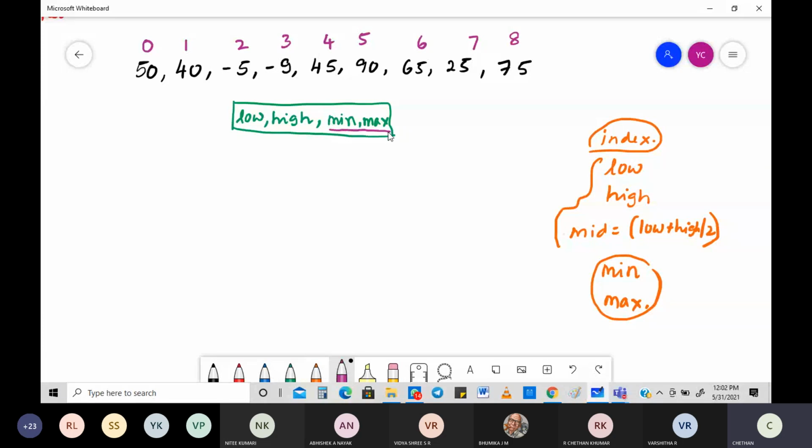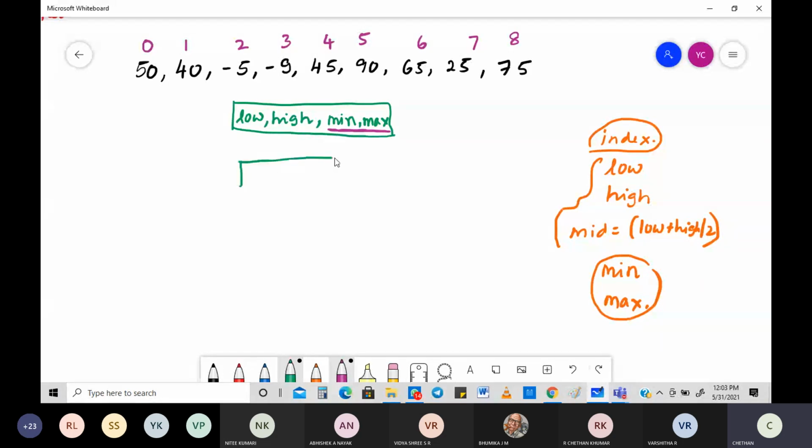Before that, you will get to know what I'm trying to do here. I'm going to write my first box, and I'm going to write what values are to be filled in that box. First, the low value. Initially, what will be the low value? Low will be pointing to the first element, and the value of that is nothing but 0. So the initial low value is equal to 0.